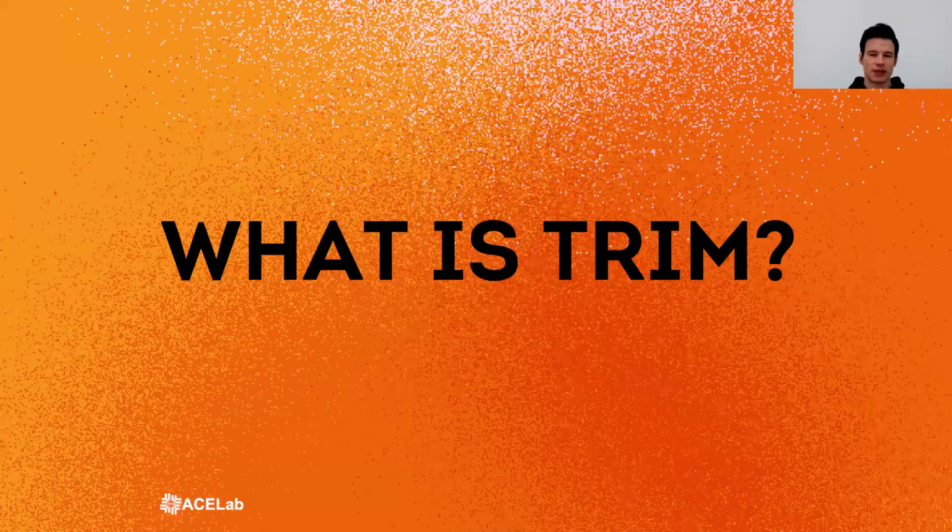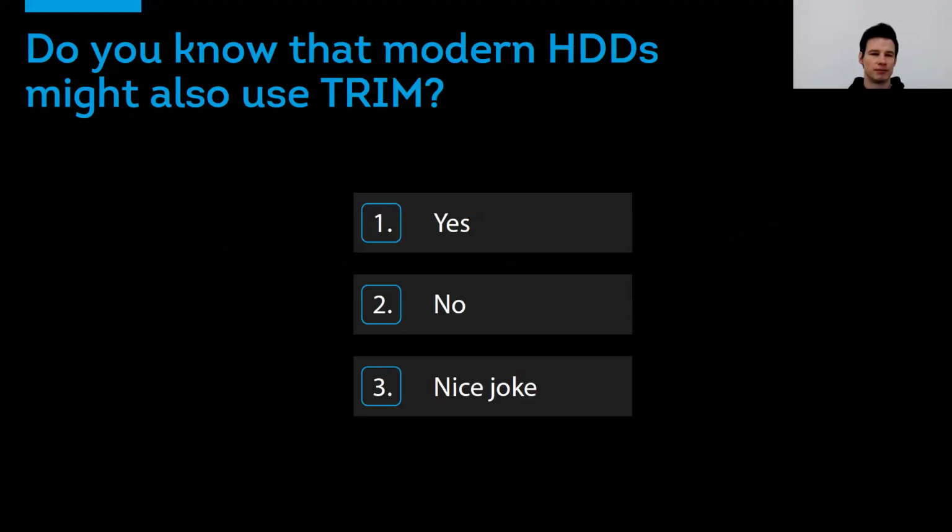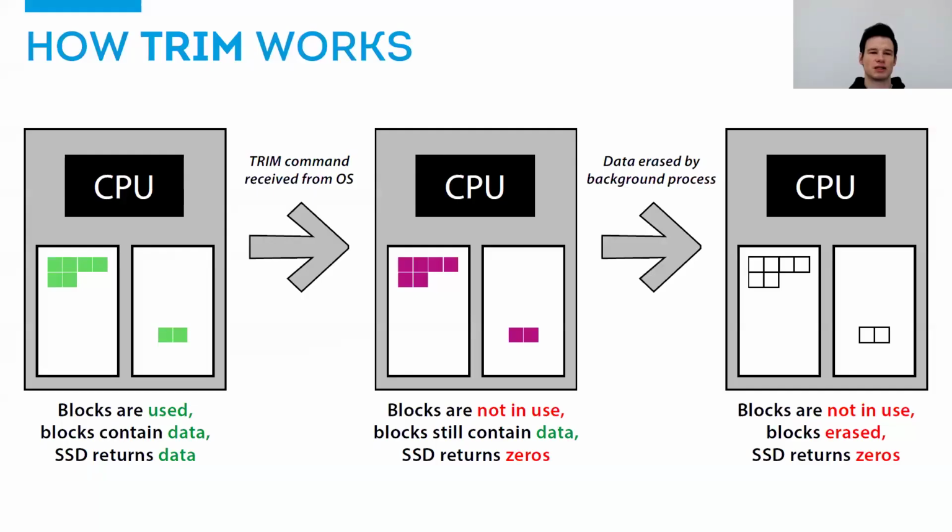So once again, what is trim? And do you know that modern hard disk drives may also use trim? Yes, no, nice joke. Actually, it is true. Modern hard disk drives, if they are based on SMR technology, can use trim as well. So you are not protected from such problems anymore, even if you are working with hard disk drives.